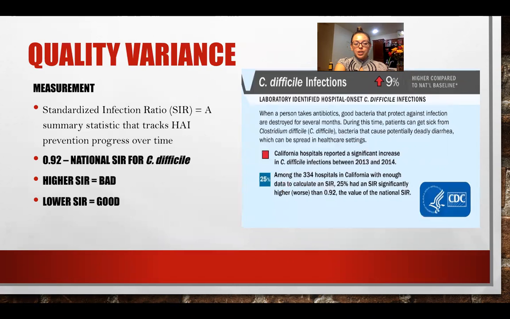So 0.92 is a national standardized infection ratio for C. difficile. The higher the SIR, the worse. The lower the SIR, the better. Okay, there was an increase, as you can see in this picture here, of 9%, which makes it bad. And this was in the state of California. Okay, so there's a 25% increase in the infections, okay?